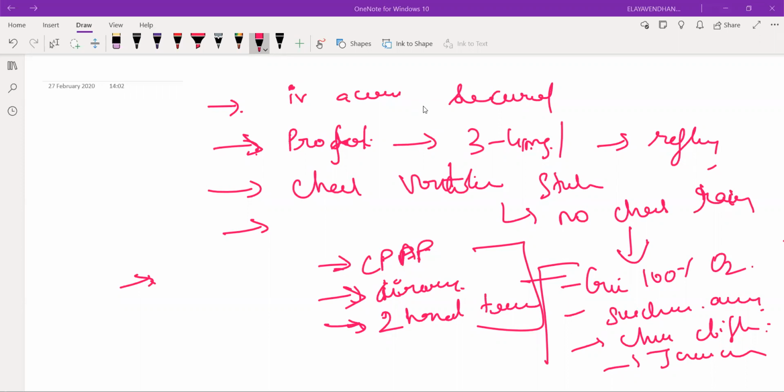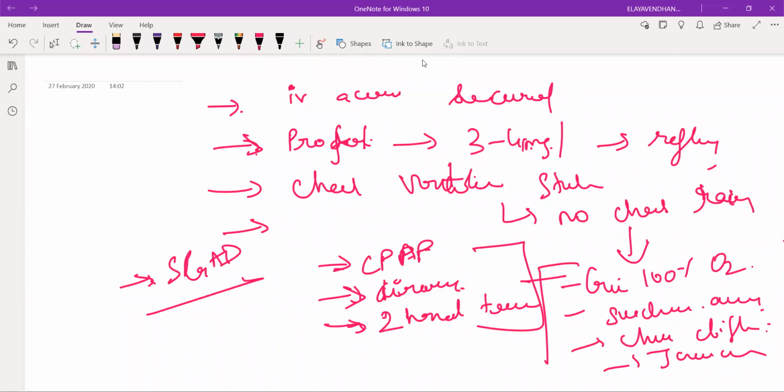We'll continue with mask ventilation. As I said, mask ventilation is not working. What do you do next? LMA, right. Put a supraglottic airway device. When there is no laryngospasm, but all the airway maneuvers have failed, the next choice is to put the supraglottic airway device. That's the last resort of ventilating the kid.